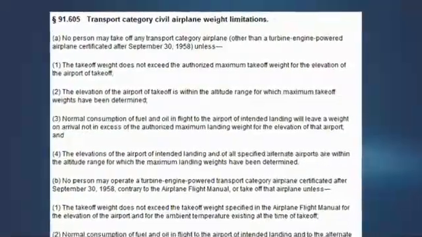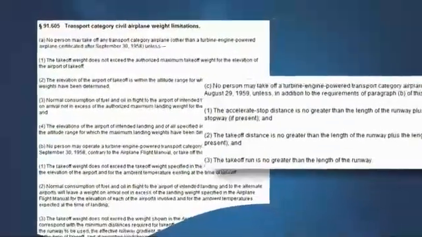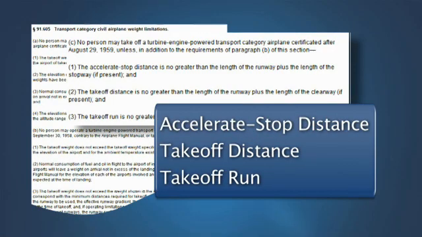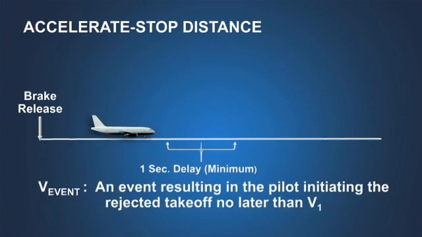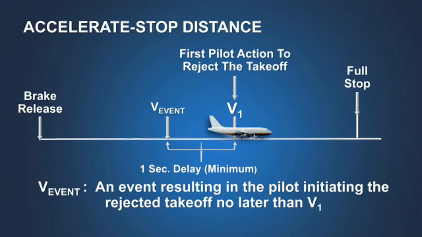A requirement of transport airplane performance planning is determining that the takeoff can be safely conducted on the length of runway declared usable for takeoff. The certification rules for these airplanes prescribe 3 distances that must be considered: the accelerate stop distance, the takeoff distance, and the takeoff run. Of particular importance is accelerate stop distance, or the distance required to accelerate to a point in the takeoff, then in response to an event, take the first action to reject the takeoff at a speed no greater than V1 and to bring the airplane safely to a stop.